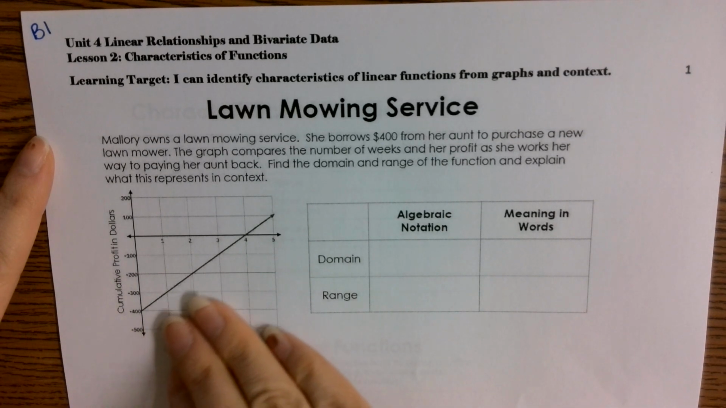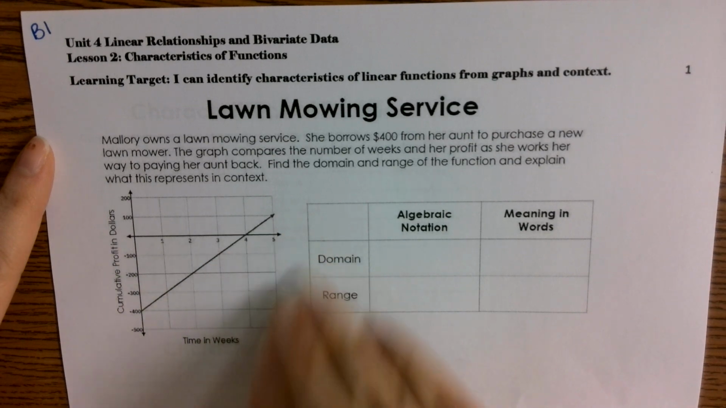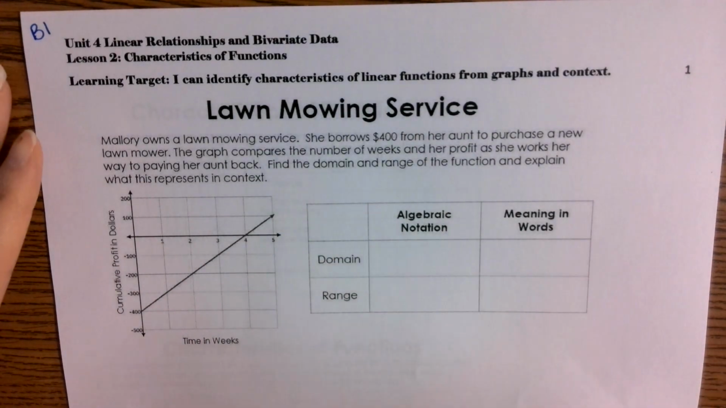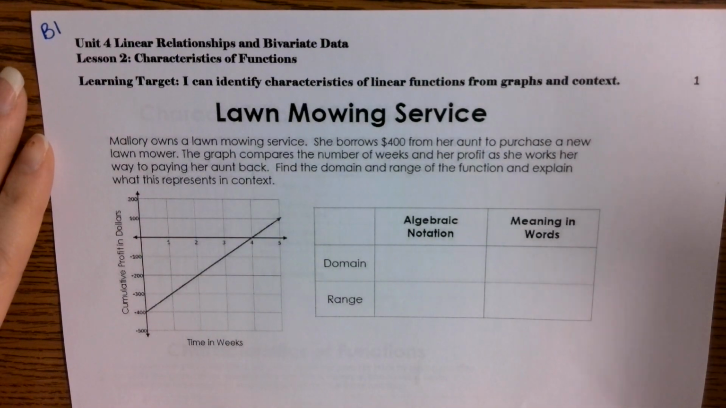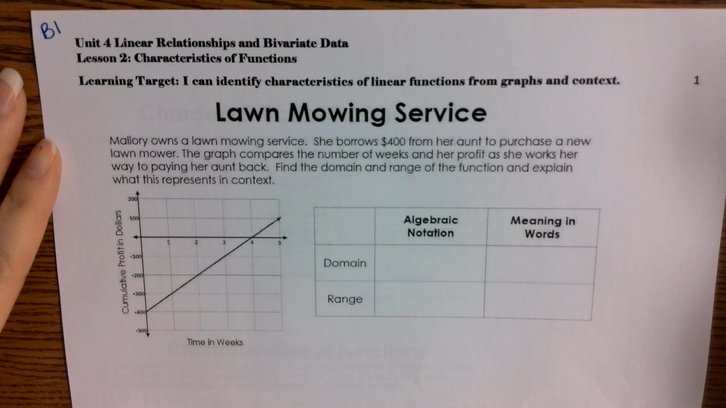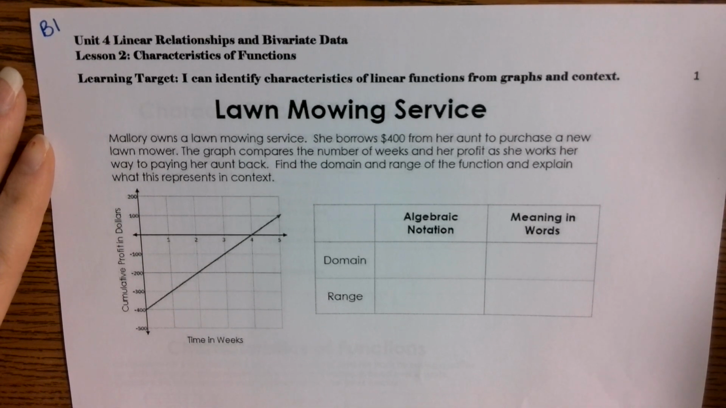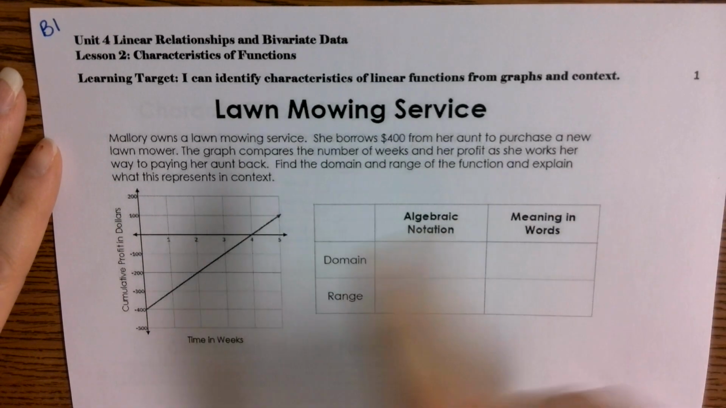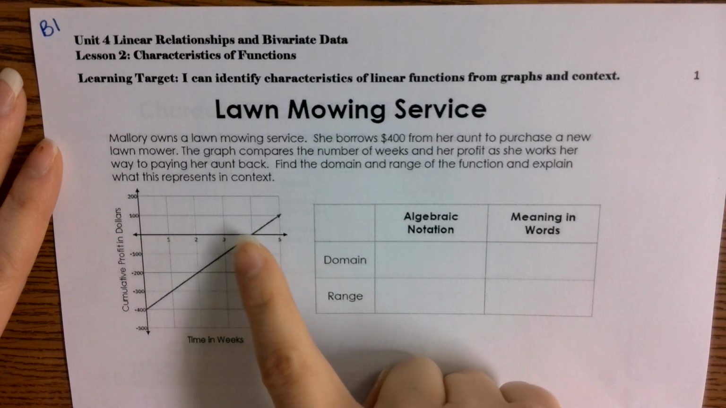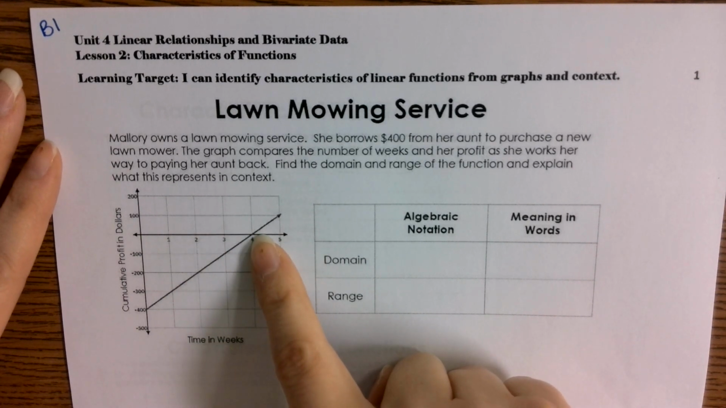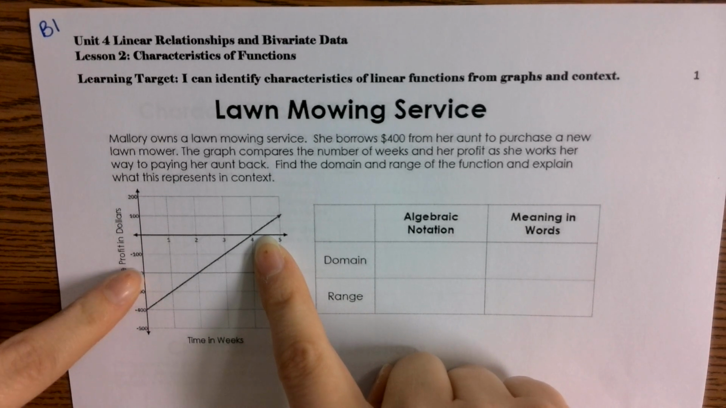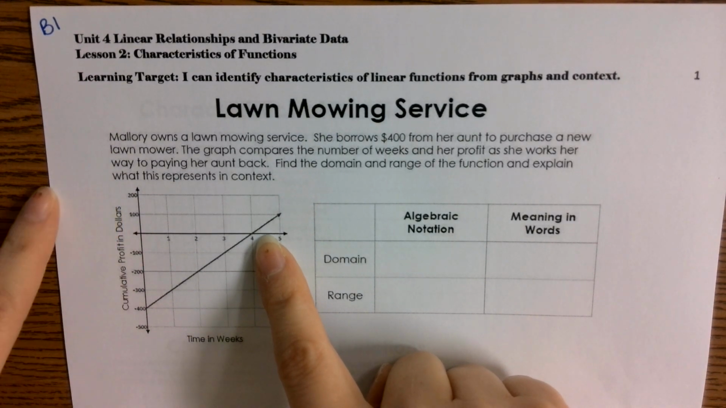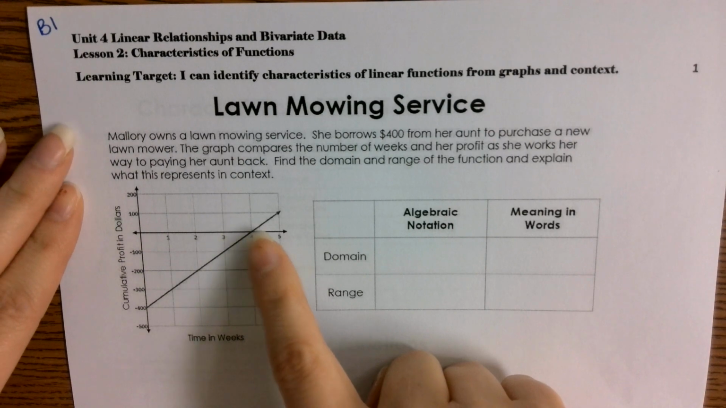So over the first few weeks, she's going to be working on taking all the money she earns and giving it back to her aunt until she gets to what point? At what week has she broke even? Richard? At 4. At 4 weeks, she broke even. We know this is because now she's at $0 for how much money she's profited. Okay, she doesn't owe anything, but she hasn't earned any money for herself yet either. So she's at the break-even point at 4 weeks.